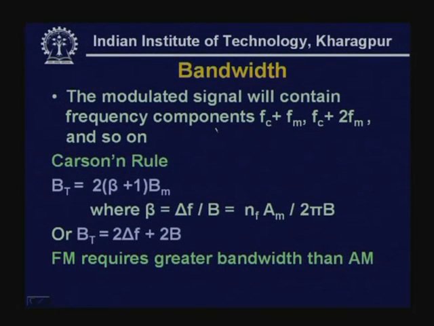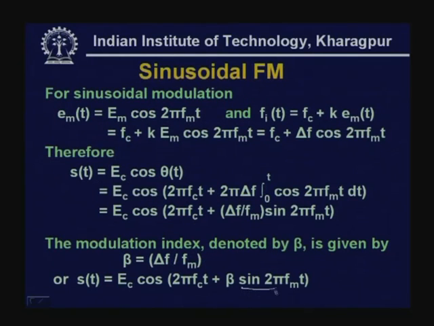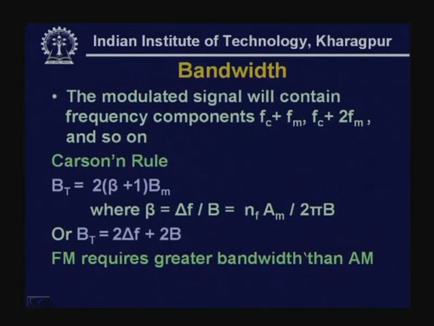Because of the presence of this term, we find that the modulated signal will contain various frequency components Fc plus Fm, Fc plus 2Fm, and so on, many other frequencies. So the bandwidth will be much higher, and this expression for the bandwidth is not very simple. You have to expand it using complicated mathematical expressions.